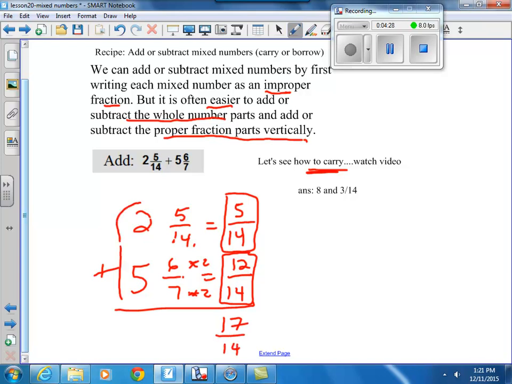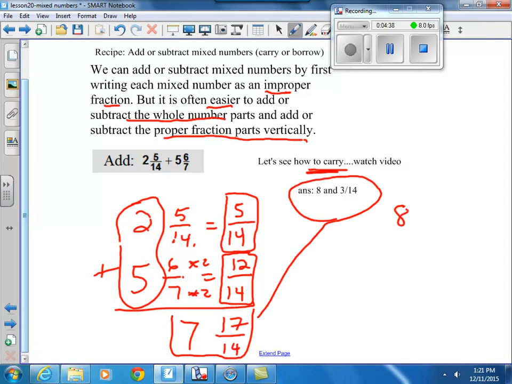And you can add the whole number parts. 2 plus 5 makes 7. Now, hey, wait a second. How come we got 7 and 17/14 and the final answer should be 8 3/14? Aha! Note to self. 17/14 is improper. You have to make sure it's proper.